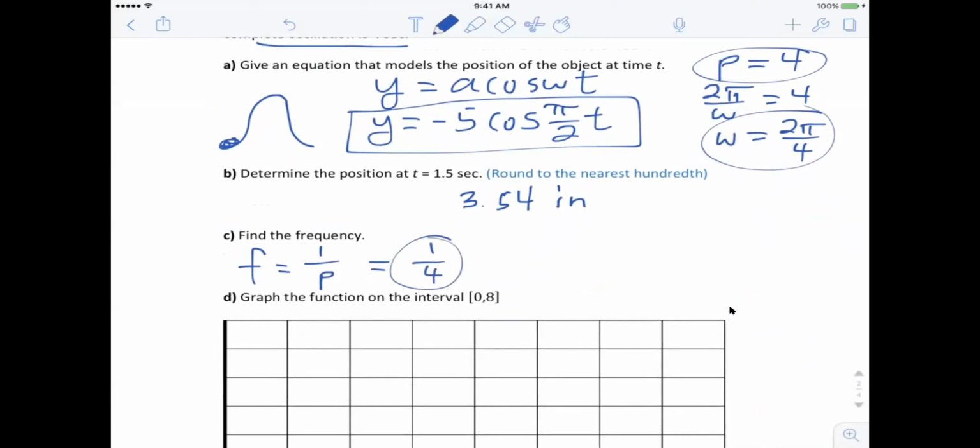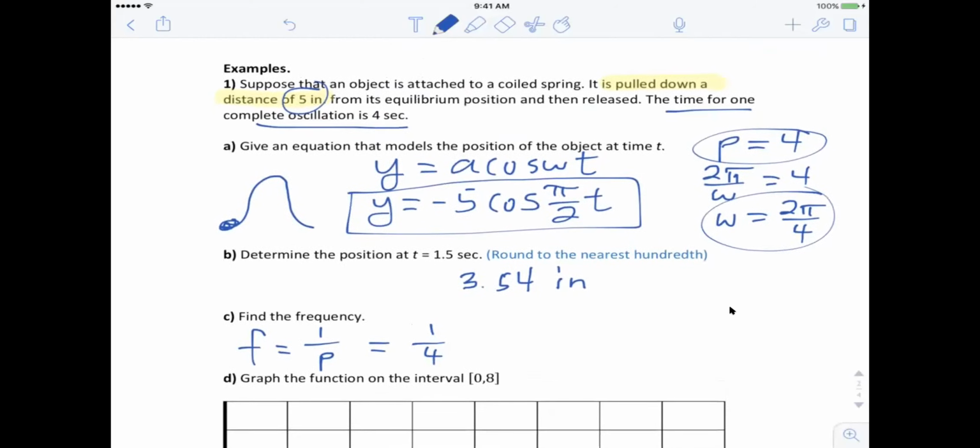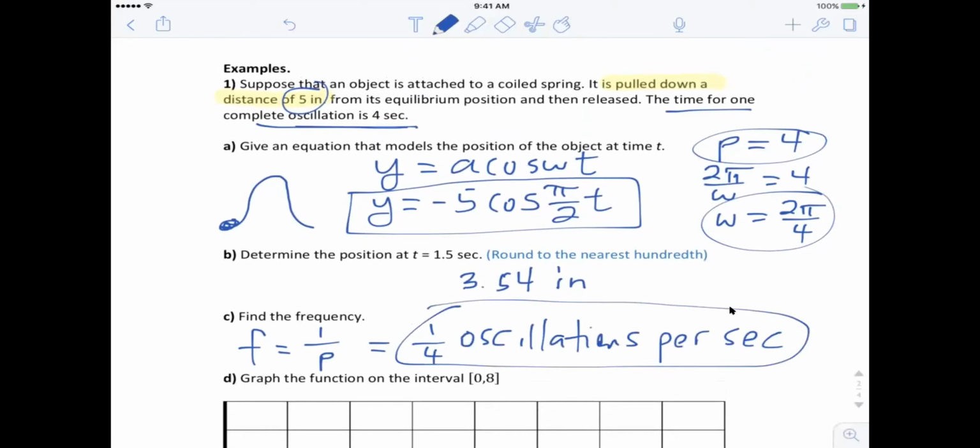And if I want, I probably should give the unit of measurement on this as well, because one complete oscillation is 4 seconds. So this is oscillations per second. Right? Let me make sure I spell oscillations right. Okay, so that's a little more of a complete answer.